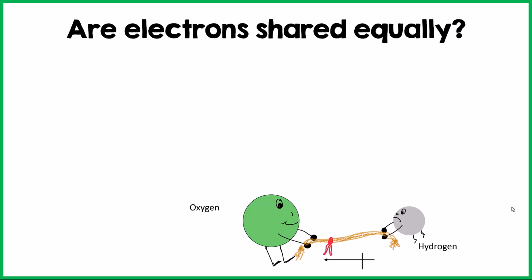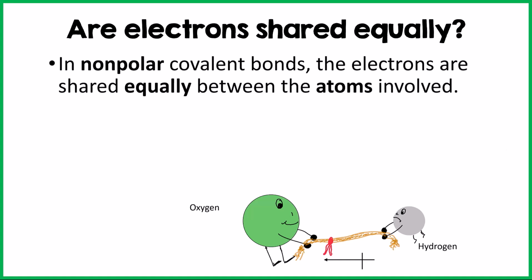So I think when we're discussing covalent bonds, it's easy to assume that these electrons are being shared equally between the two atoms that are bonded together. So are electrons shared equally? Well, in nonpolar covalent bonds, the electrons are shared equally between the atoms involved. So nonpolar here means that there are no poles in the bond. It's not unequal, it's not polarized, it's evenly shared between the atoms.